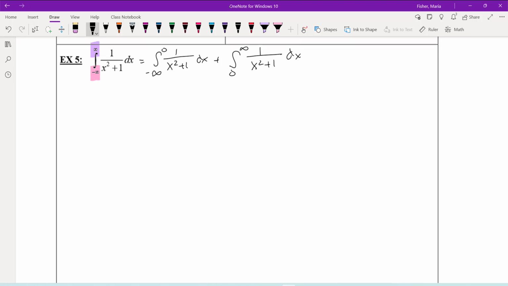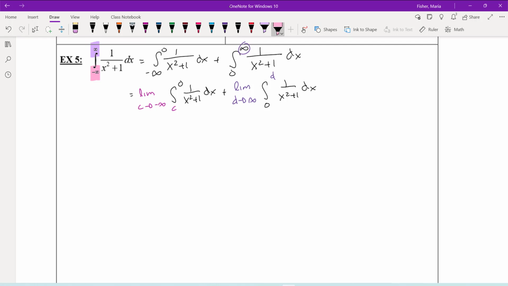Then rewriting it, this becomes the limit as c goes to negative infinity of the integral from c to 0 of 1 over x squared plus 1 dx plus the limit, and since I'm already using the letter c, I have to use a different letter. Let's choose d, as d approaches positive infinity of the integral from 0 to d of 1 over x squared plus 1 dx.